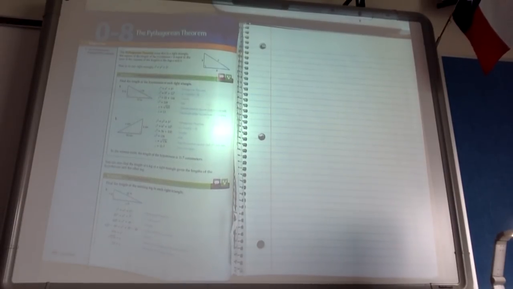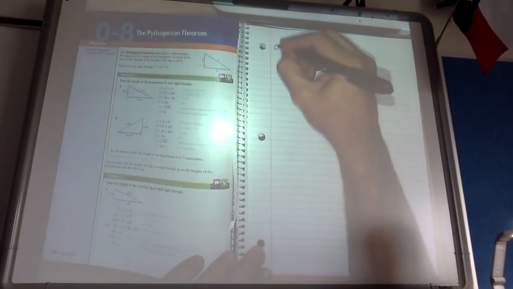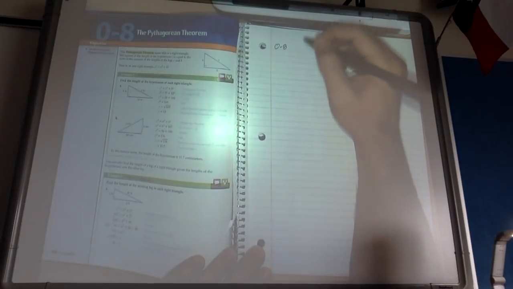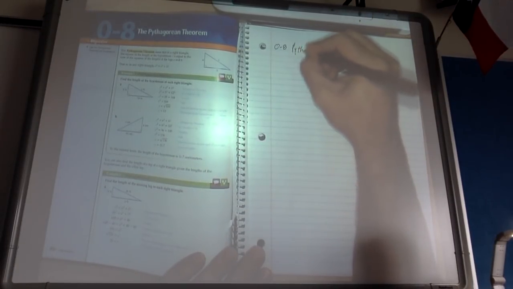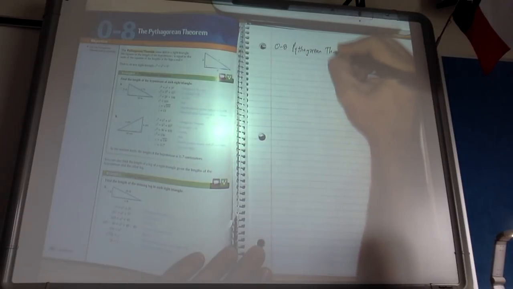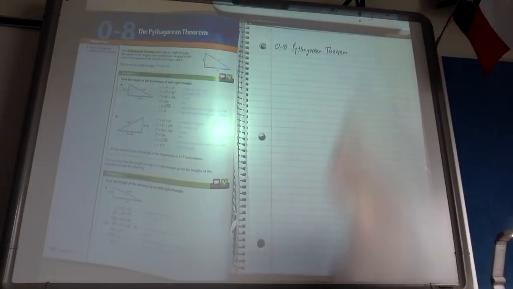All right, today we're going to look at the Pythagorean Theorem. This is 0-8. We've skipped a few sections in chapter 0. You should be pretty comfortable with this. I believe that this one won't be too tough on you, but as always, here are the notes. We're going to walk through it. I'm going to do it in pen. Hopefully this shows up a little bit better on your screen for you right here.